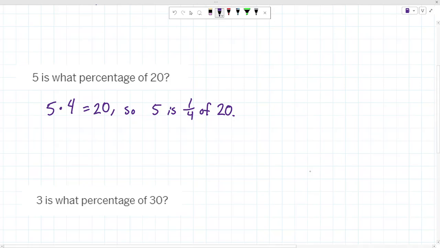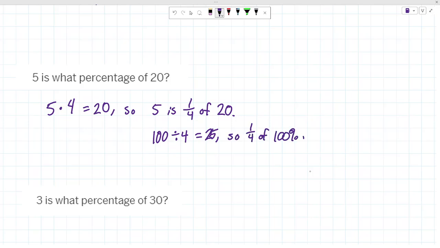And what's the percentage that goes with 1/4? What's 1/4 of 100%? Well, 100% divided by 4, that's going to be 25. So 1/4 of 100% is 25%. That's the reasoning we're using here.